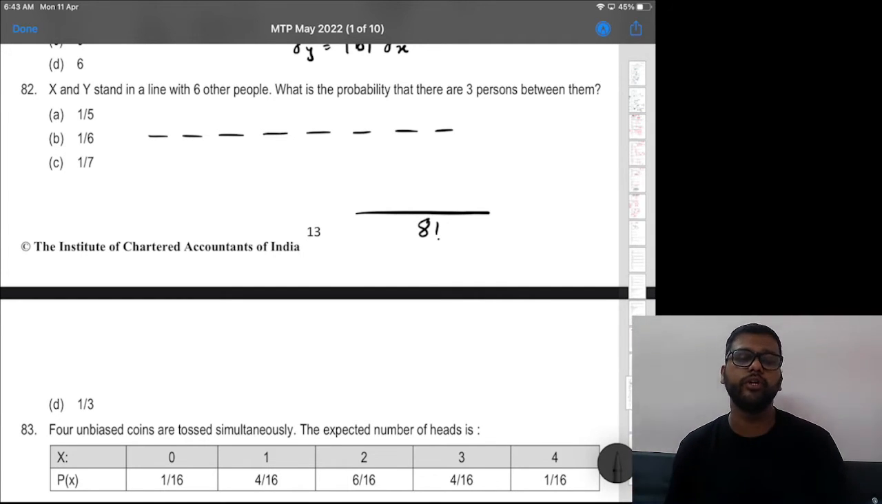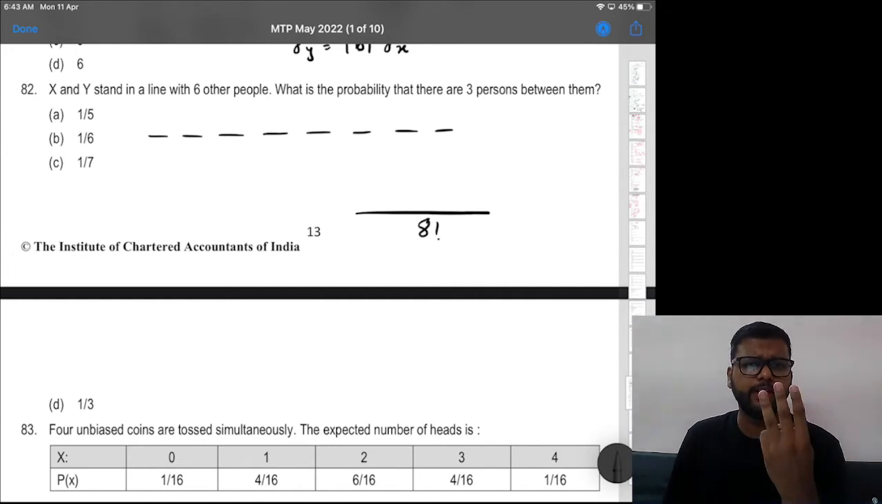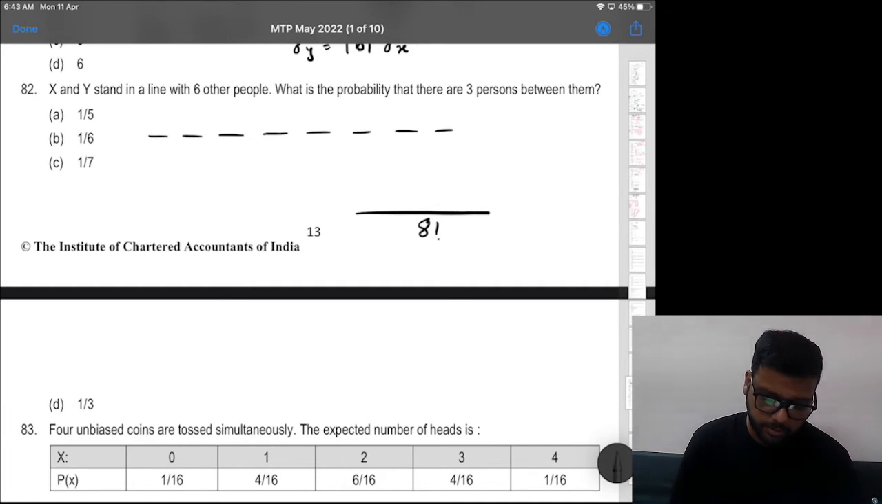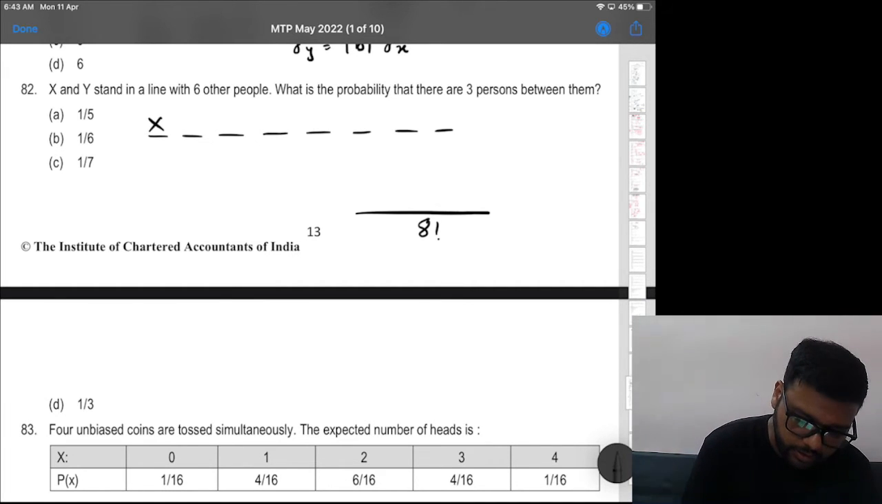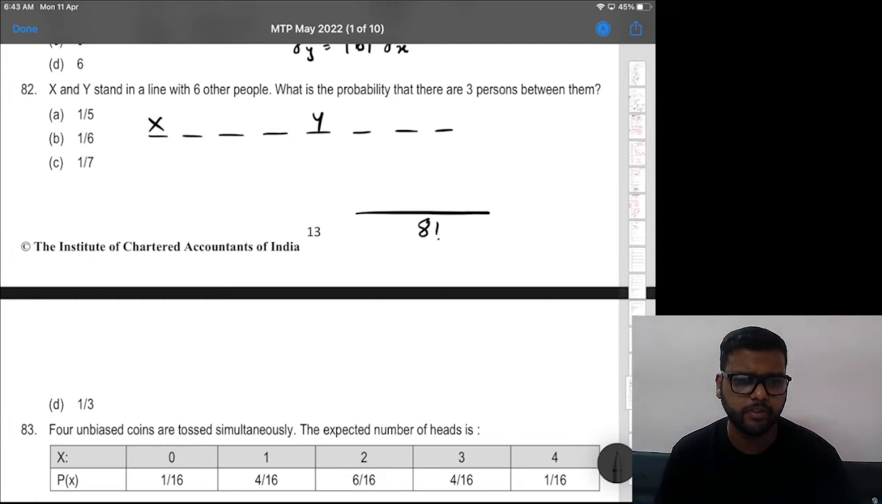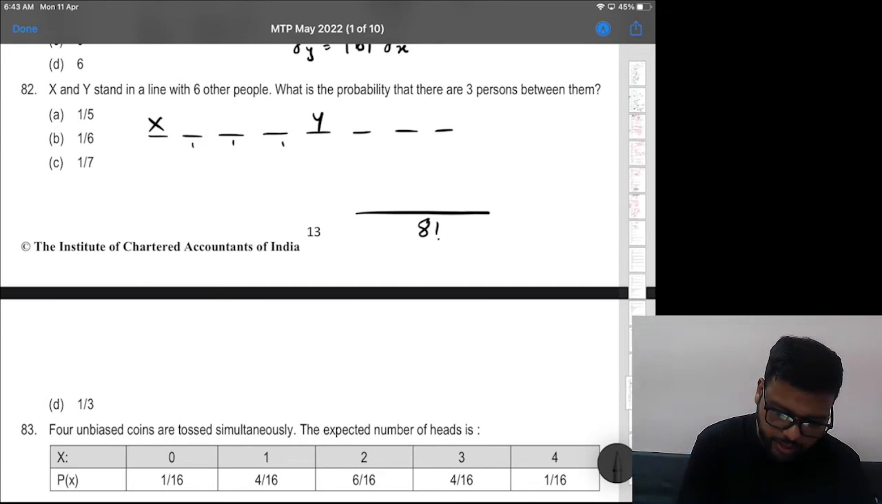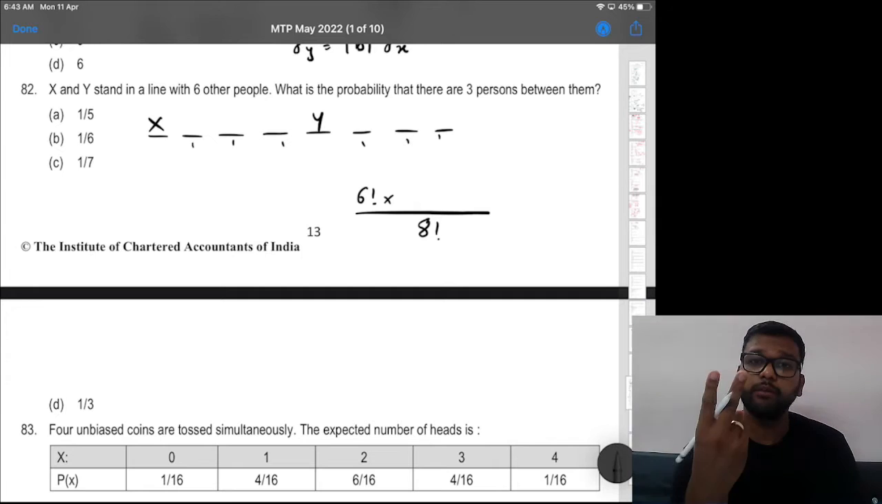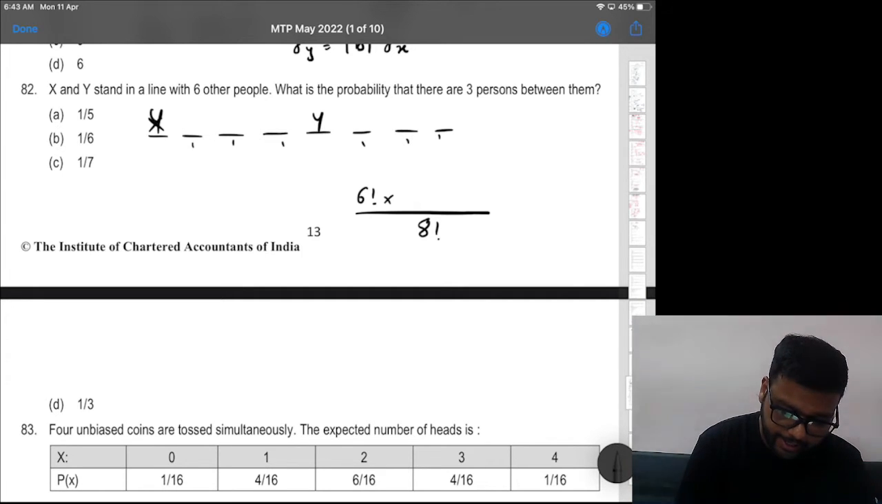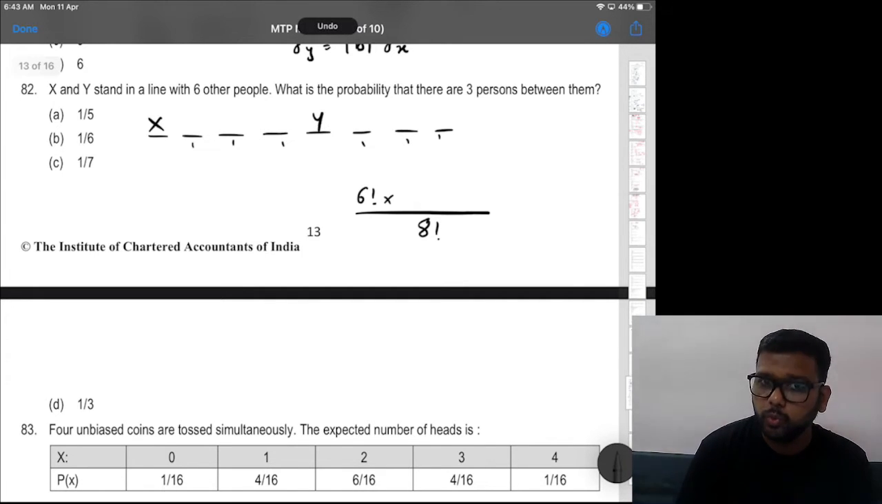Now let's think about the numerator. What is the probability that there are 3 persons between them? 3 persons between them means we can have X here and Y here, right? Fine. Let's count these permutations. How many remaining people are there? 1, 2, 3, 4, 5, 6. So 6 factorial. And X and Y can be switched between each other. We can write Y and X here. So that means into 2.